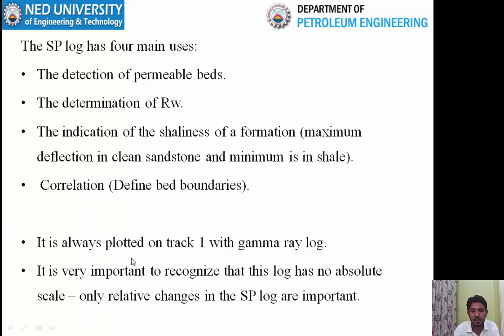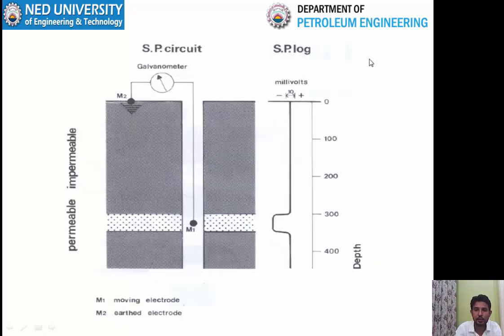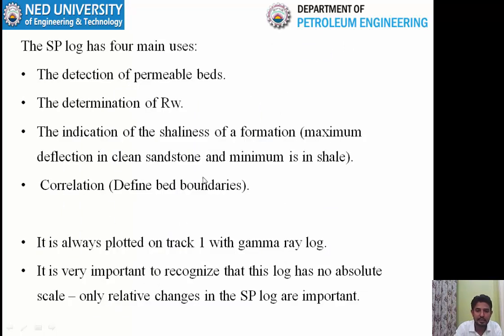It is always plotted on track number 1 with gamma ray log, and we have seen that the unit of the SP log is millivolts. But one important thing is that this log has no absolute values, only relative changes in the SP log are important. So we will see how we use this SP log to calculate things, and what this relative changes mean in the coming slide.